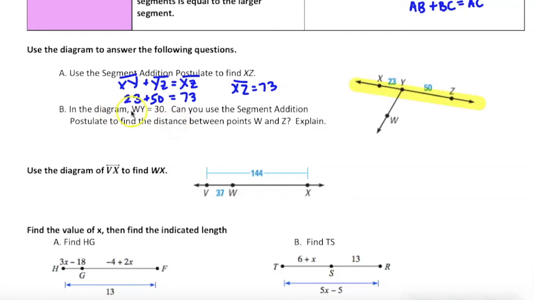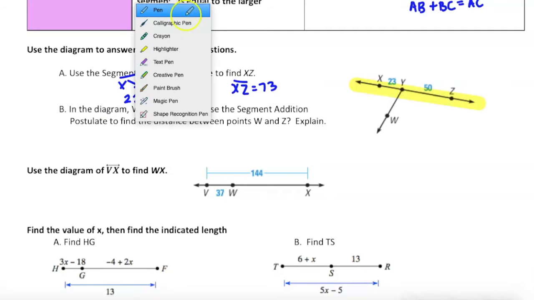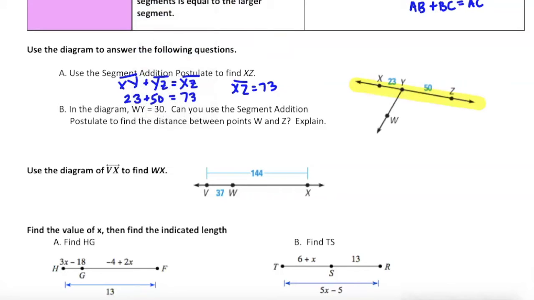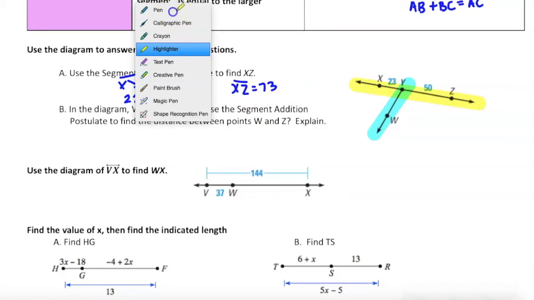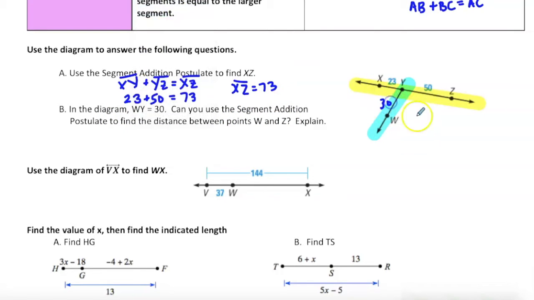But here it says in the diagram WY equals 30. So right here, WY equals 30. Can we use the segment addition postulate to find the distance between W and Z? So if we know that this part is 30, can we figure out this? And we can't because they're not collinear. They're not on the same line. So no, not collinear.